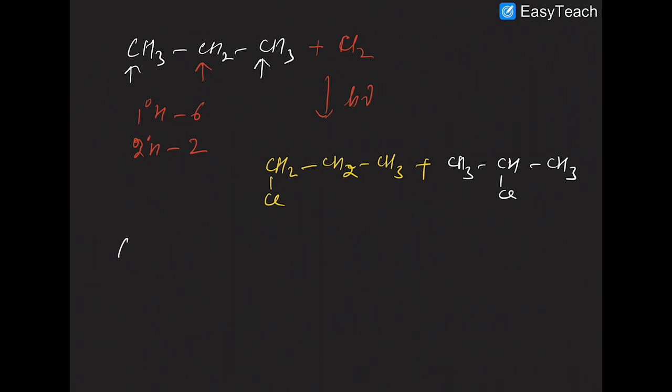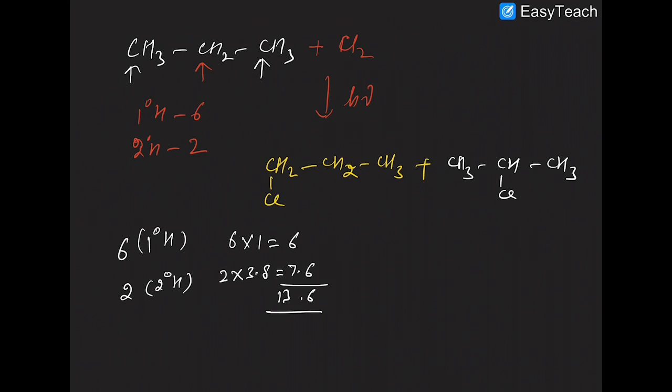So there are 6 primary hydrogens and there are 2 secondary hydrogens. So the probability factor of primary will be 6 into 1, that is 6, and the probability factor of secondary will be 2 into 3.8. So it comes out to be 7.6. So the total probability factor comes out to be 13.6. So this is the primary product, this is the secondary product.